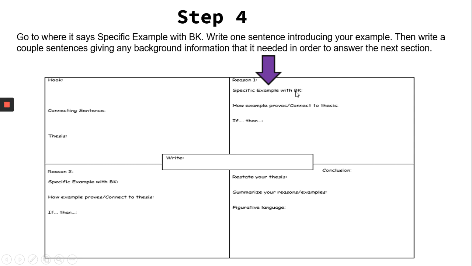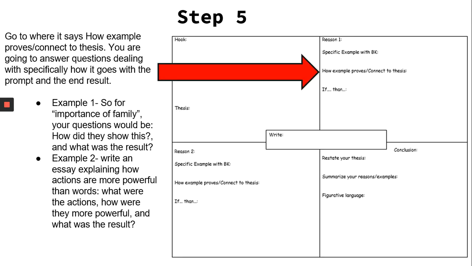DK is your background knowledge. So write one sentence introducing your example, then write a couple sentences giving any background information that is needed in order to answer the next section. Now, go to where it says how example proves connect to thesis. You're going to answer questions dealing with specifically how it goes with the prompt and the end result.